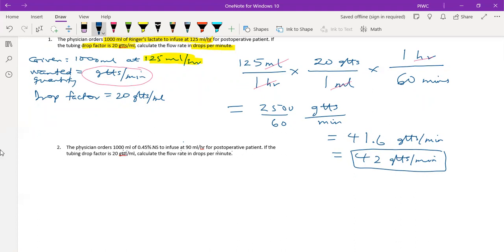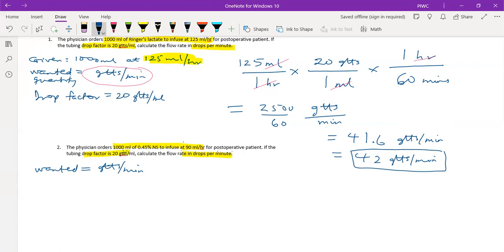Okay. So again, as you can see, we have the given. The drop factor is given. And then we want to end up with drops per minute. So in other words, your wanted quantity is GTT per minute. That's what I want to arrive at, drops per minute.